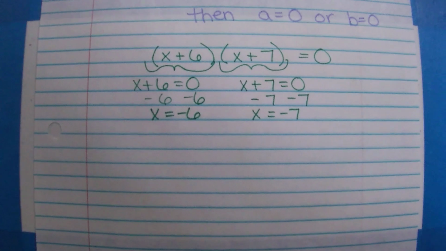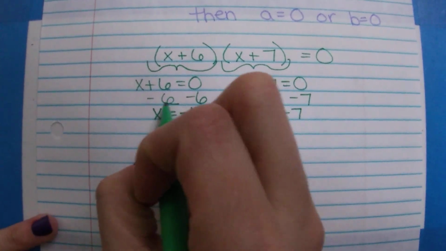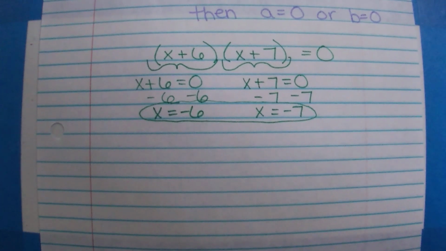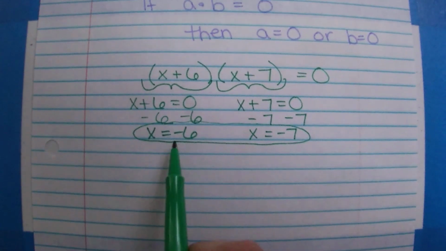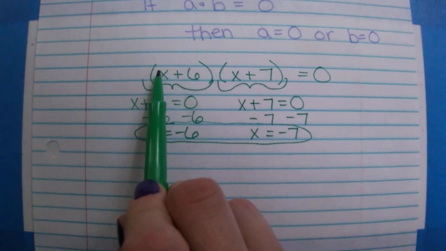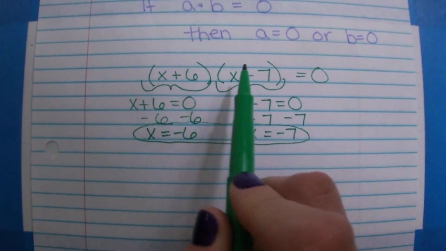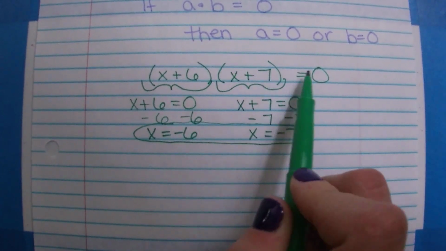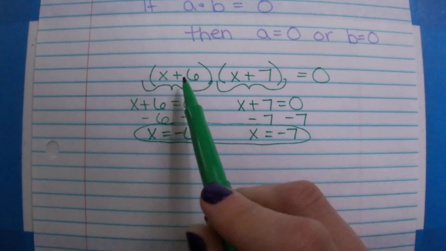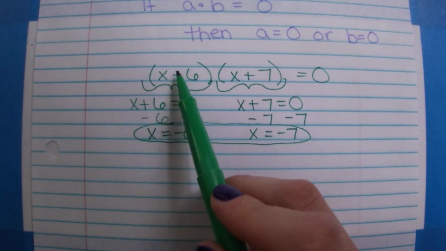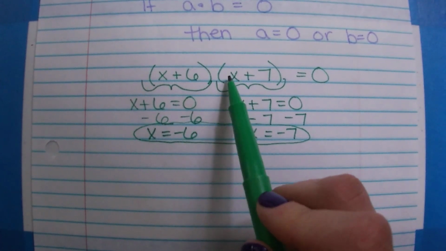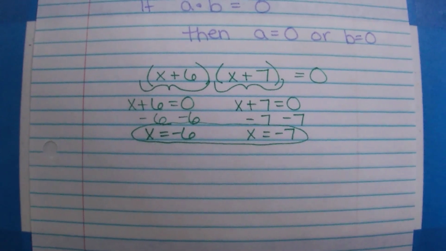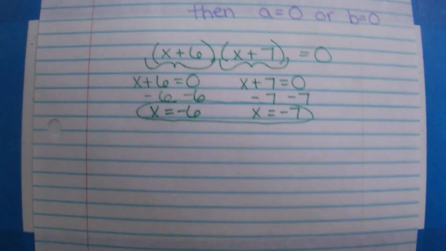And so just like we saw previously, this is going to give us two answers. x equals -6 or x equals -7, right? Because if I plug in an x value of -6, -6 plus 6 is 0, -6 plus 7 is 1, and 0 times 1 is 0. Right? If I plug in -7, -7 plus 6 is -1, and -7 plus 7 is 0, so -1 times 0 is 0. So those answers both work.